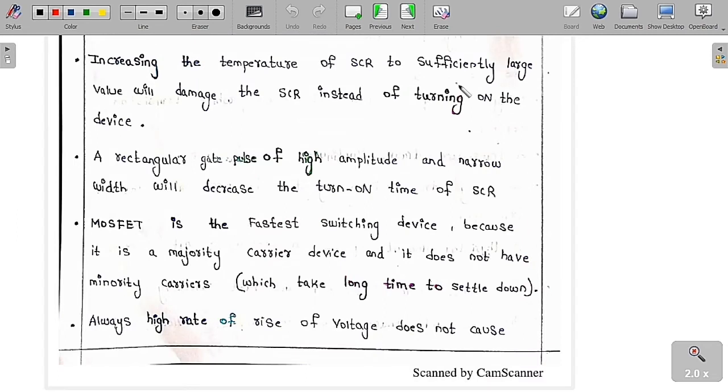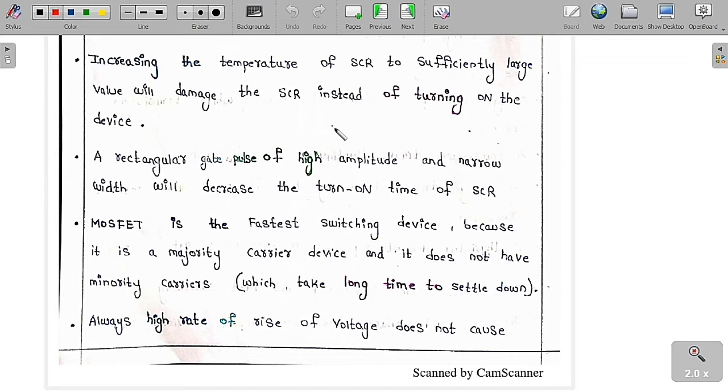Increasing the temperature of SCR to a sufficiently large value will damage the SCR instead of turning on the device. There is one turn on method which is increasing the temperature. If you increase the temperature very high, instead of turning on, the device will burn. Increasing the temperature of SCR to a sufficiently large value will damage the SCR instead of turning on the device, because one of the turn on methods is increasing the temperature.